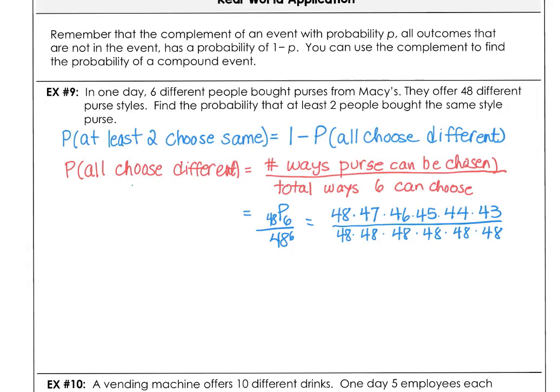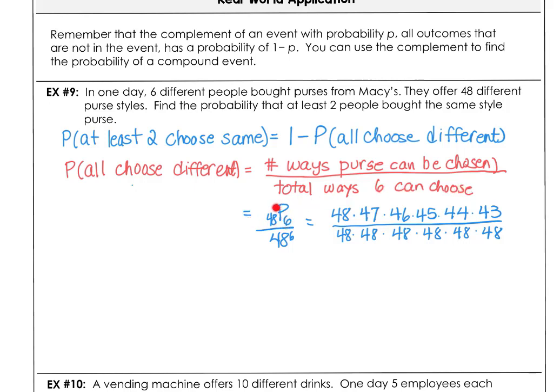Here you can see I've listed out my thinking. We want the probability of at least 2 people choosing the same purse. That can be figured using the complement by saying 1 minus the probability of everyone choosing a different purse. So this is called the complement, which we saw up here. And the probability that everybody chooses a different purse can be found by considering the number of ways the purse can be chosen divided by the total ways that 6 people can choose that purse.